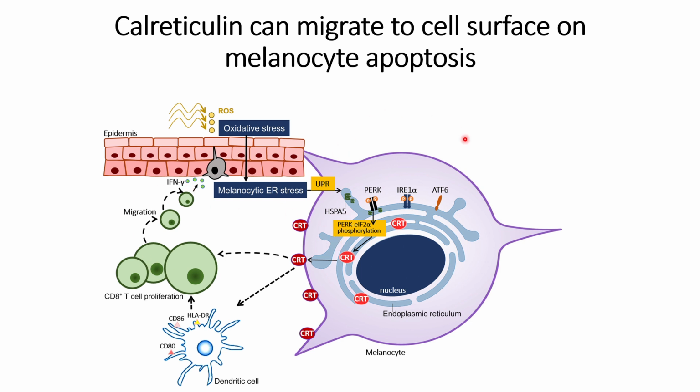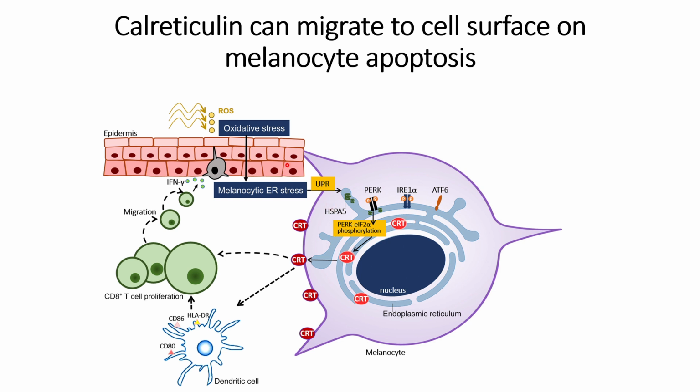So what's the hypothesis behind this paper? We will discuss that in this video, and in the subsequent videos we will discuss what experiments they have done and how they have validated their hypothesis. So calreticulin is an ER soluble protein. It is usually found in the endoplasmic reticulum, that can be seen here.